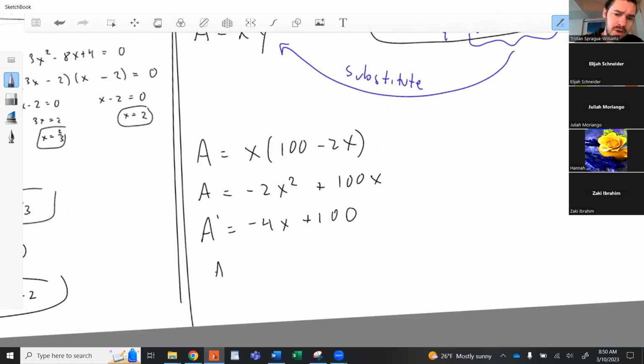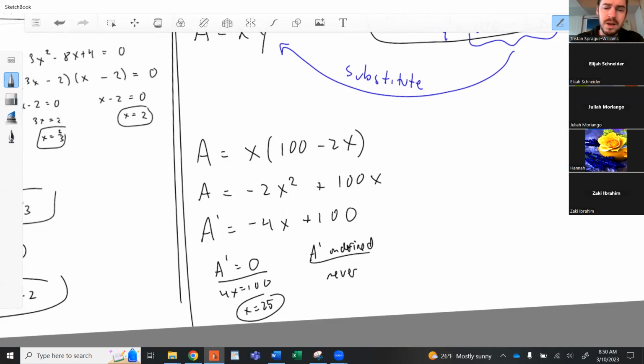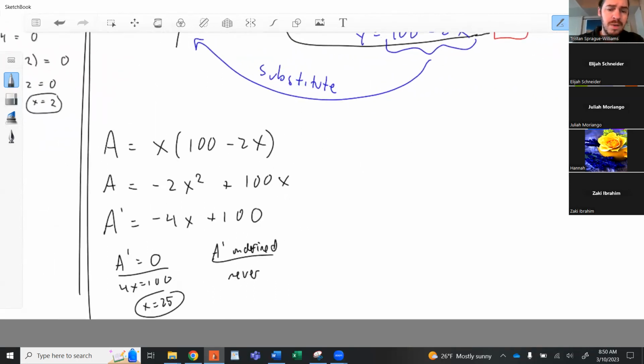I can find critical numbers: A prime equals 0 when negative 4x plus 100 equals 0. So 4x equals 100, so x equals 25. A prime is undefined never, thankfully, because it's a polynomial. So there we go, there's my critical number.